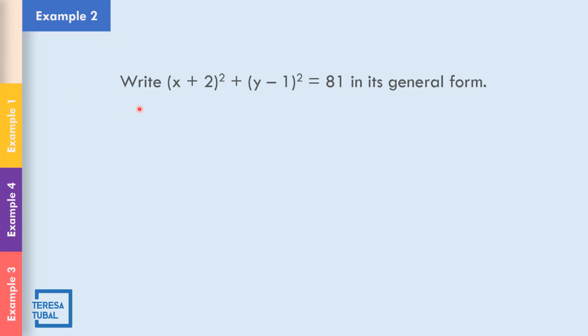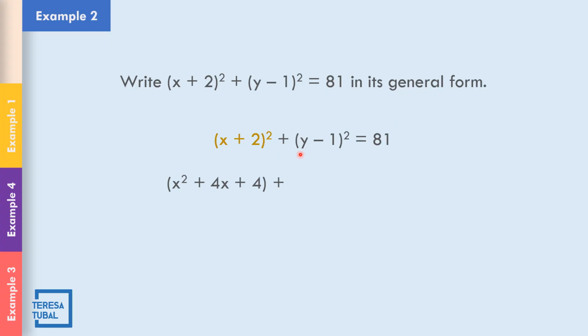In example number 2, let us write the quantity x plus 2 squared plus the quantity y minus 1 squared is equal to 81 in its general form. So it means we need to distribute the quantity x plus 2 squared. So this is a square of binomial. So it means x times x is x squared. 2 times x is 2x times 2, the answer is equal to 4x. Plus 2 times 2, the answer is equal to positive 4.